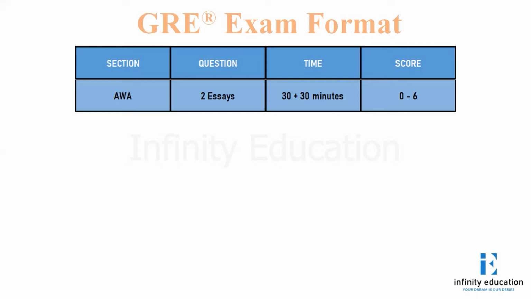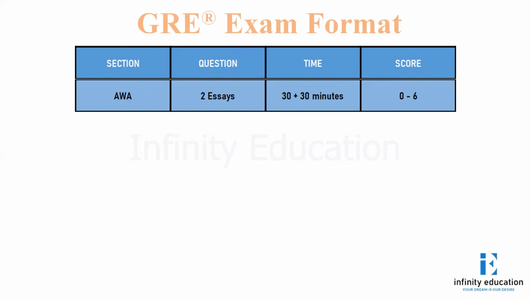And again, whatever you get out of 0 to 6, it can be a 4, 4.5, 5, 5.5, whatever, will not get added to your GRE score of 340. This comes as a separate score, given separately in your scorecard as well. It will not get added to your GRE main.